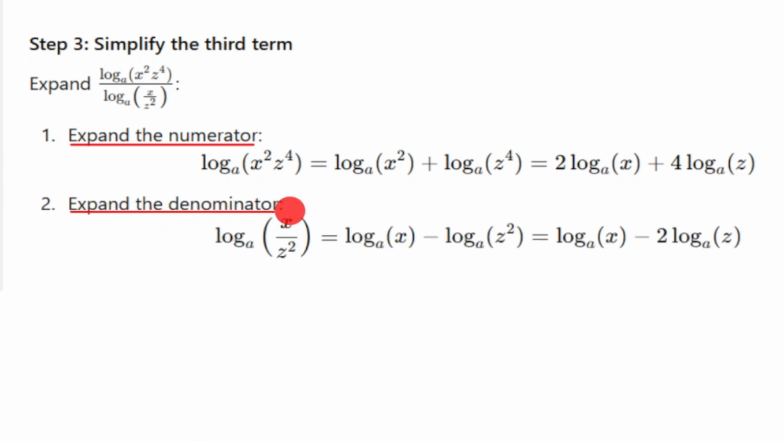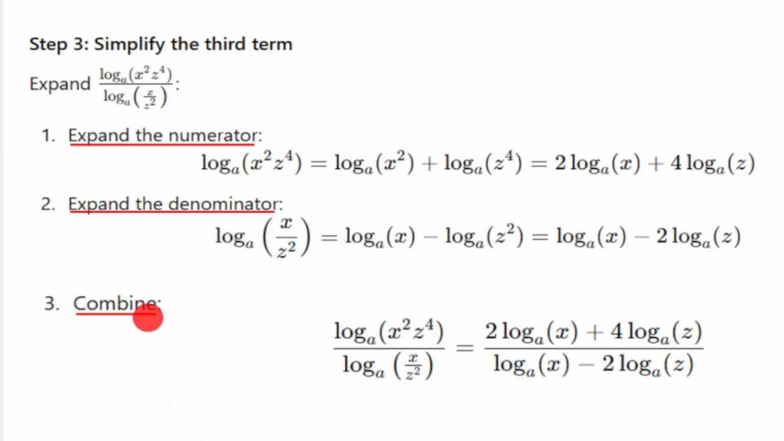When we expand the denominator, we get logarithm of x to the base a minus logarithm of z squared to the base a, which is equal to, by applying the power rule, logarithm of x to the base a minus 2 times logarithm of z to the base a. When we combine numerator and denominator, we get 2 times logarithm of x to the base a plus 4 times logarithm of z to the base a over logarithm of x to the base a minus 2 times logarithm of z to the base a.